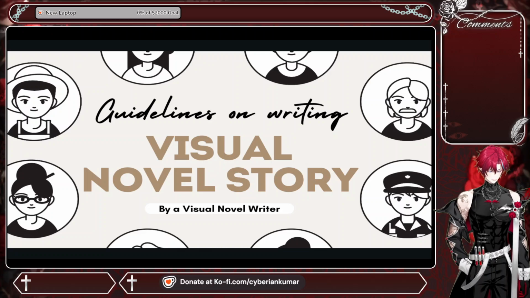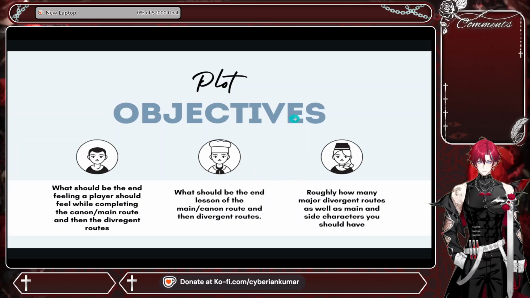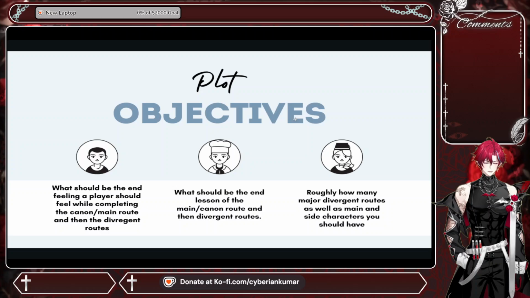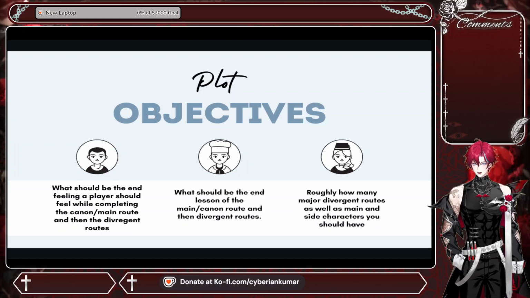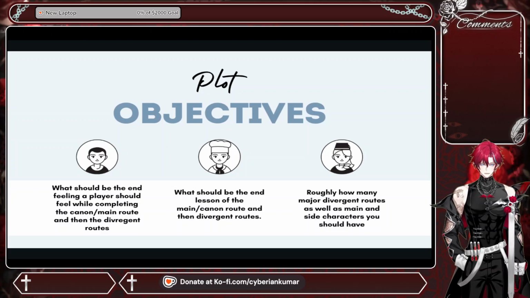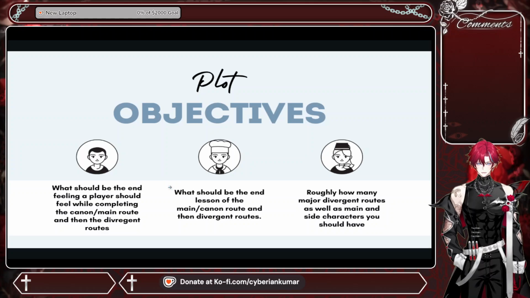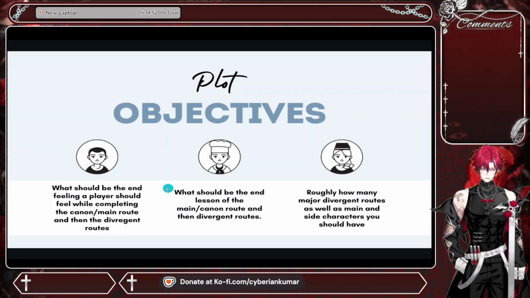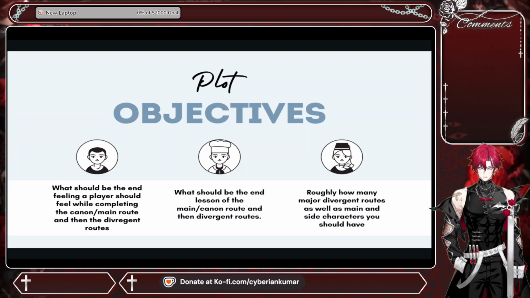Okay, so let's go. When you're writing a visual novel story, first you have to make a plot. So how will you make the plot? There are 3 points you have to consider when making a plot. The first point is: when a player finishes that visual novel, what should be the end feeling of that visual novel?